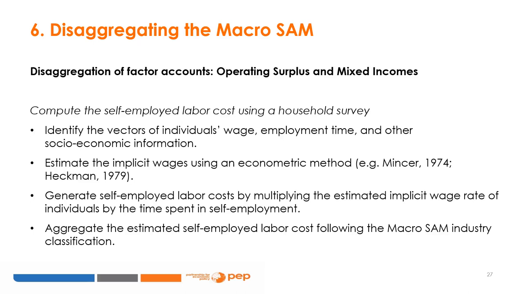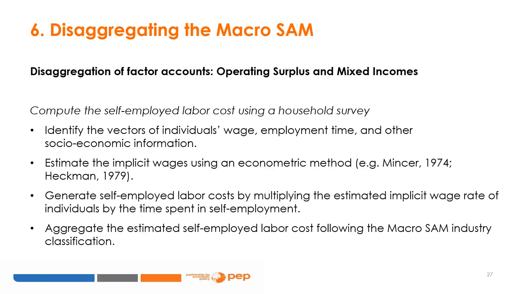Disaggregation of factor accounts, operating surplus, and mixed incomes. The macro SAM records two factor accounts, the compensation of employees and the gross operating surplus and mixed incomes. The mixed incomes include both their own capital and self-employed incomes. Here is how to disaggregate the gross operating surplus and mixed incomes.